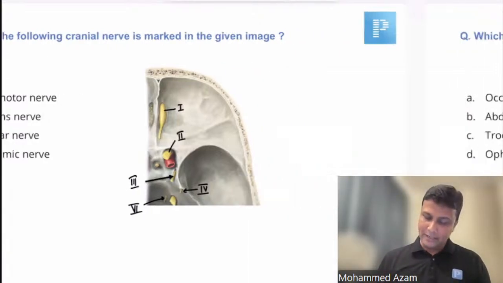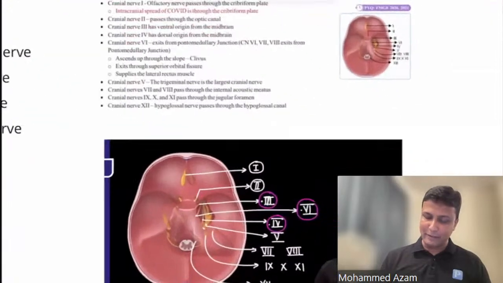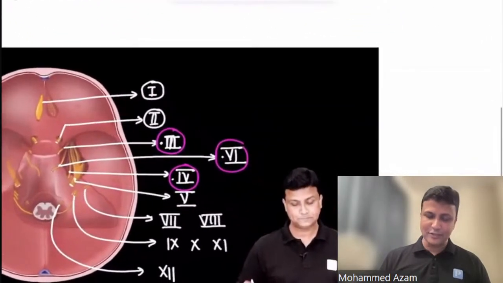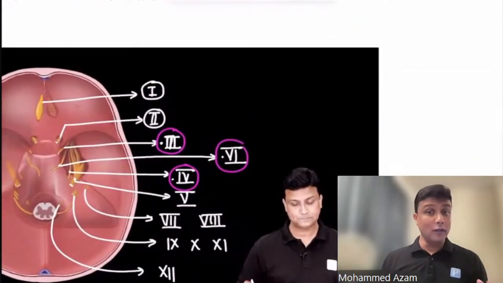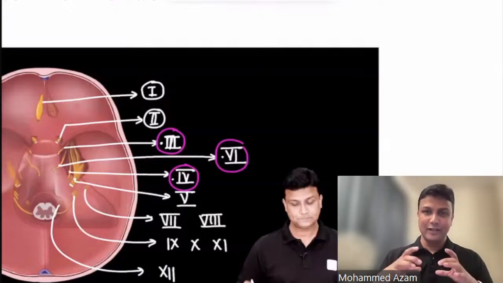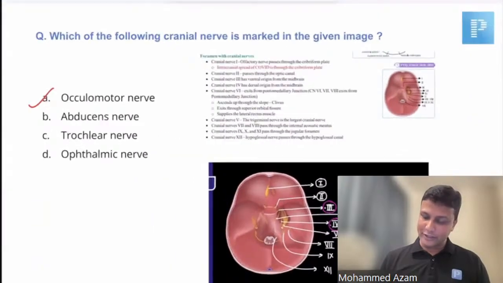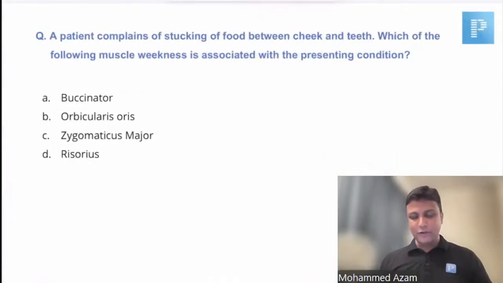Fine. Next one. So yes, in this question, the answer here is the oculomotor nerve. And you can go back and refer to my rapid revision session. In the rapid revision session, I have trained all the students how to identify each and every nerve in the cranial foramens. Yes, it is already done there, sir. Moving on to the next question.